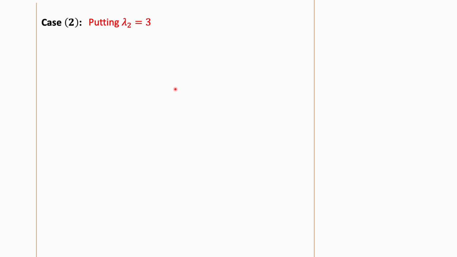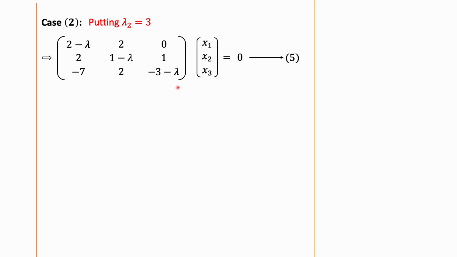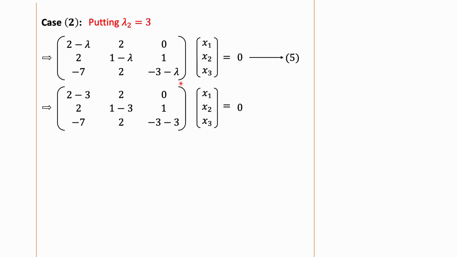Case 2, putting lambda equal to 3. So this equation number 5 is the general equation. In this equation, substitute the value of lambda equal to 3 and find the corresponding eigenvector, right? So here you can see, I have put the value of lambda equal to 3. So let me show it here. So in the first element, first row, it is 2 minus lambda. I have put here 2 minus 3. That is the value of lambda equal to 3.